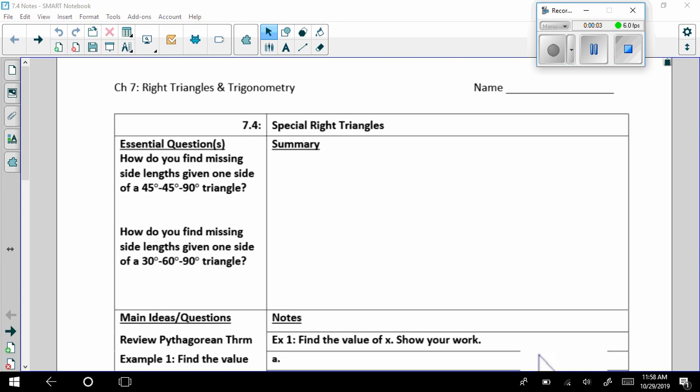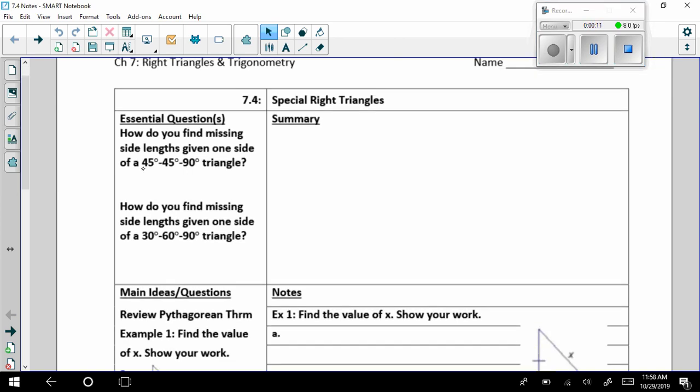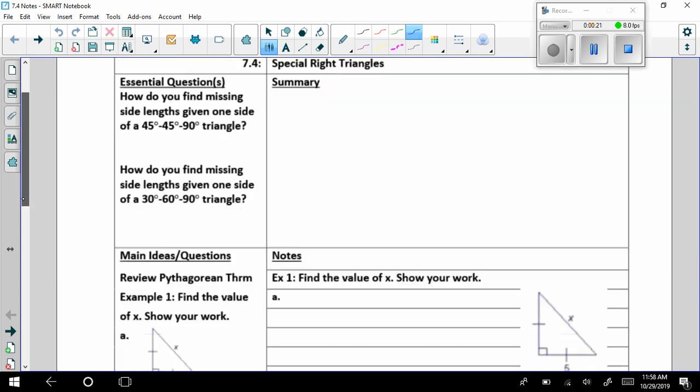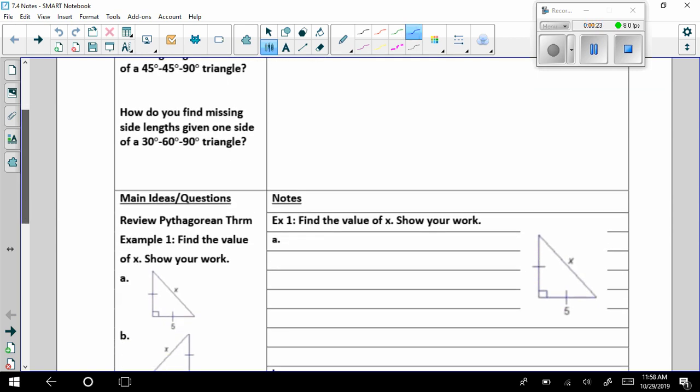Okay, so moving into special right triangles, again, this unit deals solely with right triangles. The reason they're special is because we have very specific angle measures. We're going to look at 45, 45, 90 and 30, 60, 90 triangles. They have a different relationship with the ratios and their sides than most other triangles do.